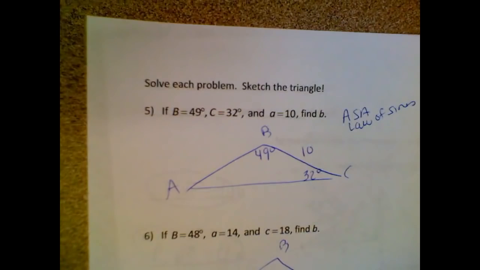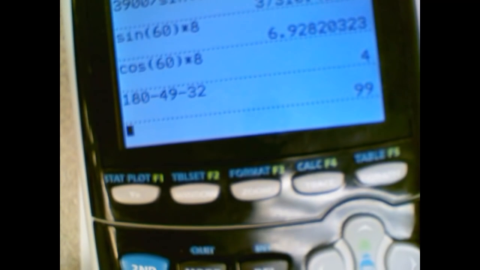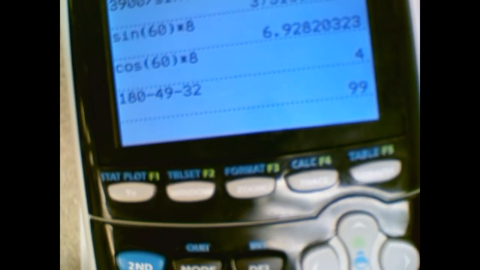So before I start, I always want to find my third angle. So we're going to go 180 minus 49 minus 32. And that is 99. Do you guys see that? I did 180 minus the other two angles. I got 99.